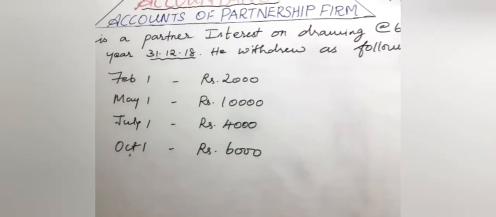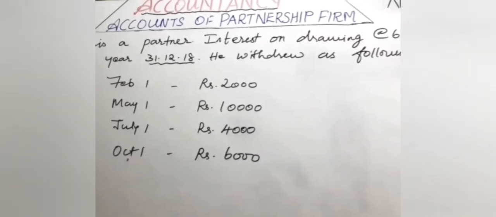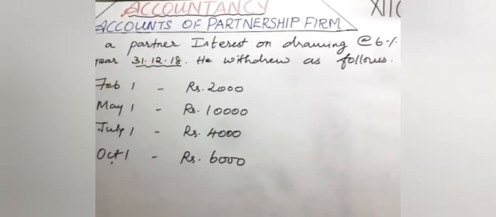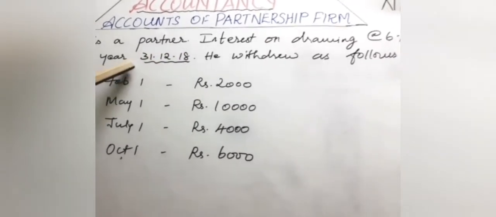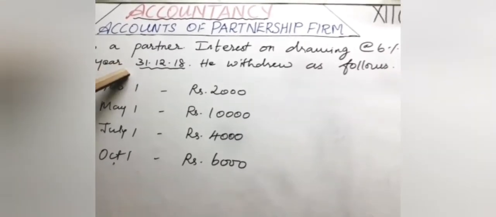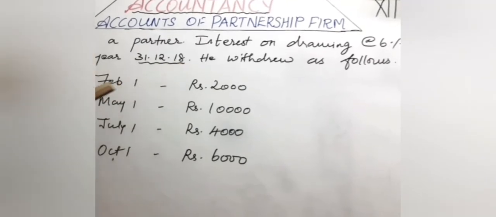Now let us see exercise 12. The question goes like this. Santosh is a partner. Interest on drawing is 6% per annum during the year 31/12/2018. That means the accounting year is from January to December. His withdrawal is as follows.